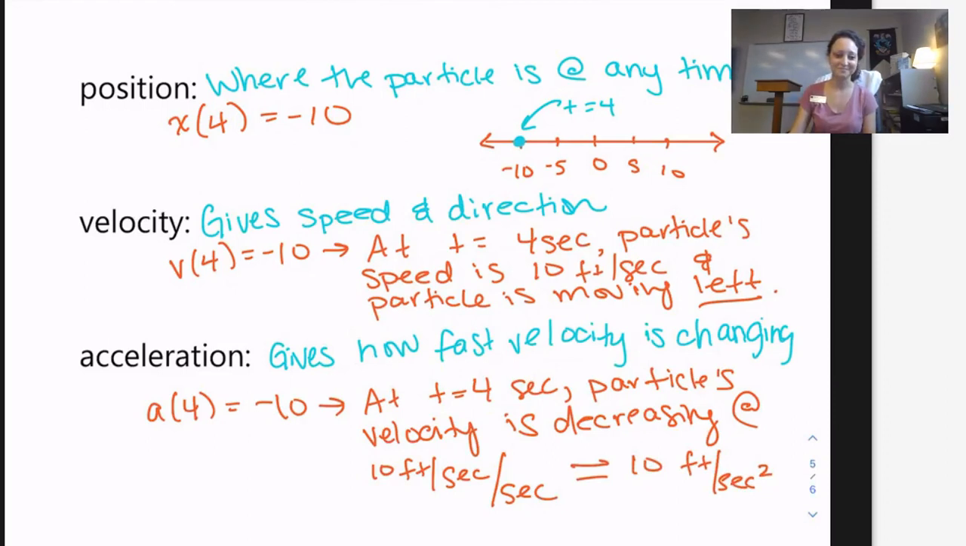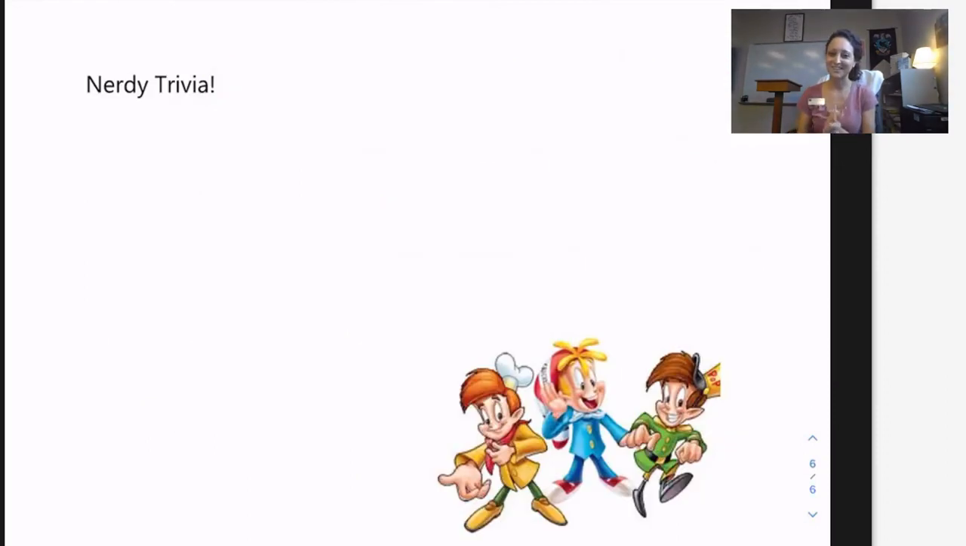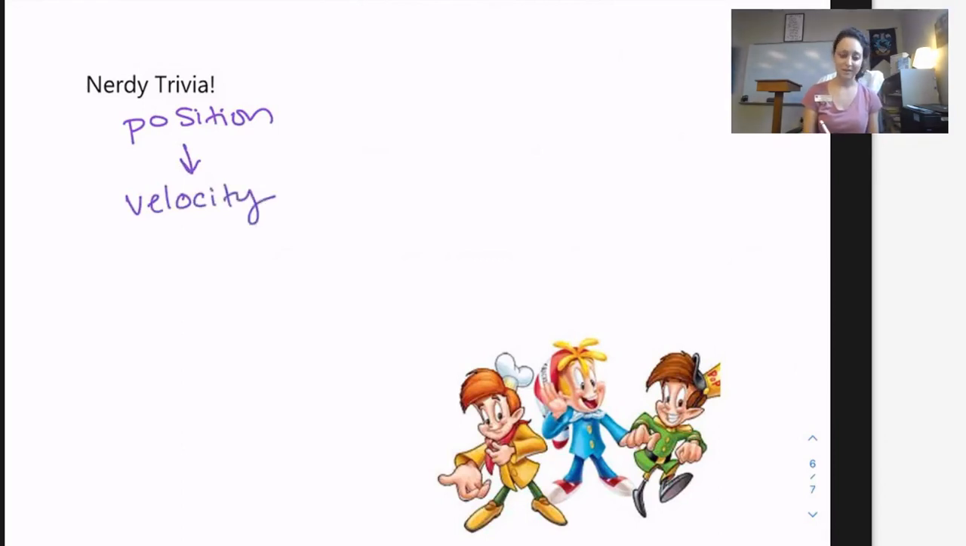All right, so just some nerdy trivia for you here. If I consider my f of x function to be position, and then I start taking higher order derivatives, the derivative of position is what? Is velocity. What's the derivative of velocity? Acceleration.